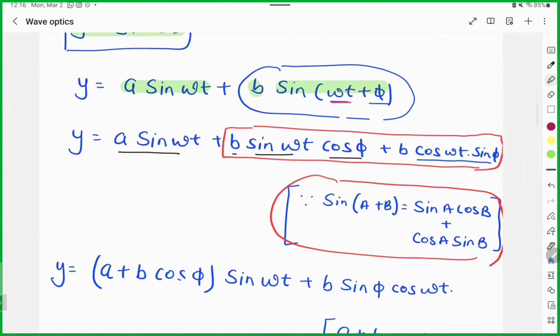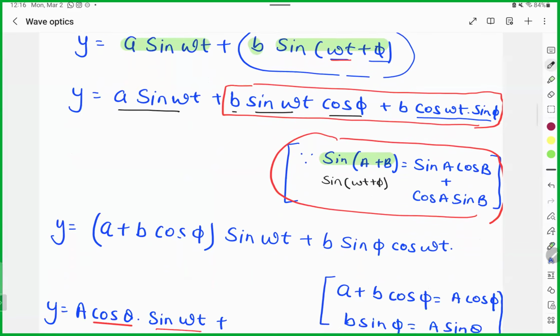Okay. So a sin omega t is the same. The B part you can write as sin(a plus b). Correct? This is sin(a plus b). So it will be like sin a cos b and cos a sin b, the mathematical formula. Sin(a plus b) is equal to sin(omega t plus phi). Okay, so you applied this formula.